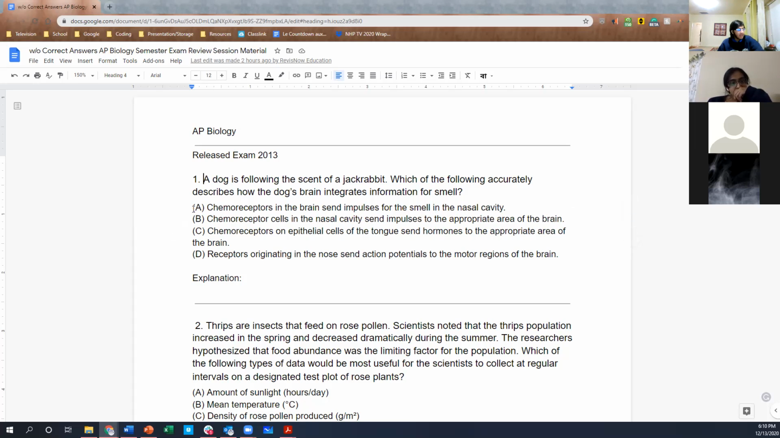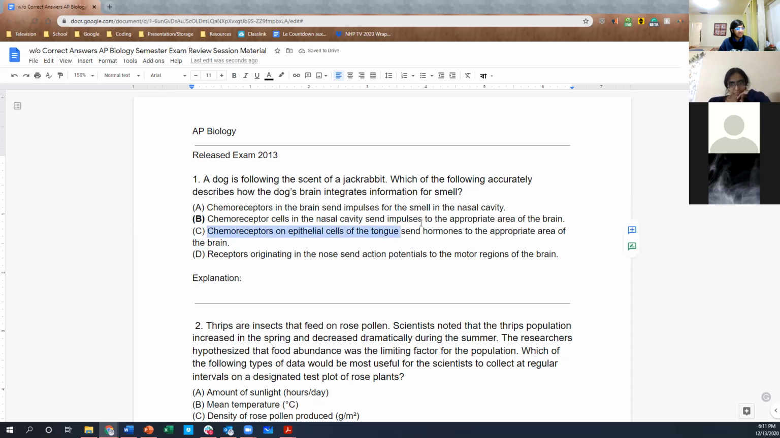And let's see, does A make sense? The brain sends impulses to the smell. That doesn't really make sense. B: chemoreceptor cells in the nasal cavity send impulses to the appropriate area of the brain. That makes sense because, remember, it's short distance signaling. All these neurons are firing chemicals back and forth until they reach the brain. So this seems to be the potential answer. So I'm going to go with that for right now.